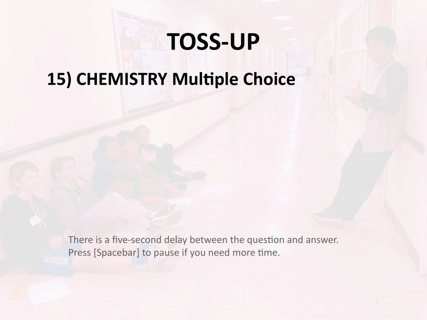Toss-up 15. Chemistry. Multiple choice. Which of the following instruments would most likely be used in a lab to measure the concentration of a species in aqueous solutions? W. Infrared spectrometer. X. Mass spectrometer. Y. Spectrophotometer. Z. Buchner funnel.